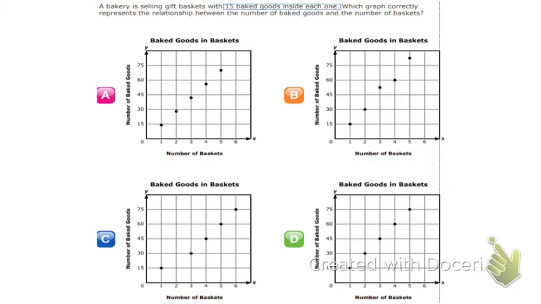So let's look at each one individually. Make sure that it fits the scenario that they gave you. 15 baked goods each one. Each means multiply. So 1 times 15 would be 15. 2 times 15 should be 30, but that dot does not make that. So A is not our answer. Looking at B, 1 times 15 is 15. 2 times 15 is 30. And then 3 times 15 should be 45. That point was not there, so that means that B is incorrect.